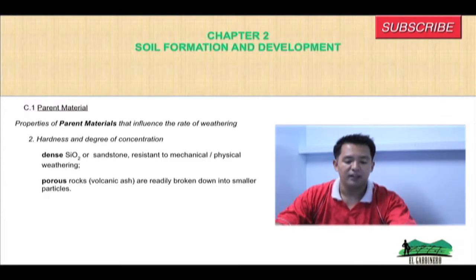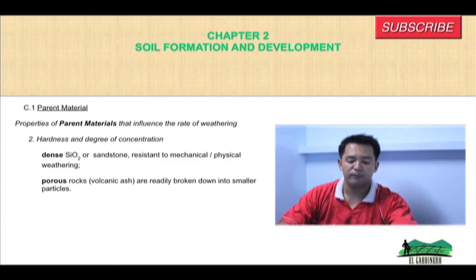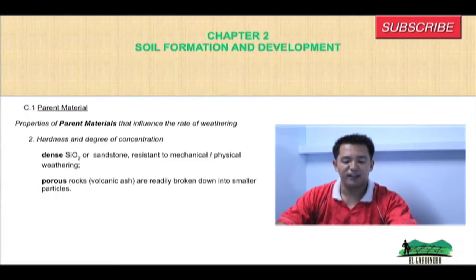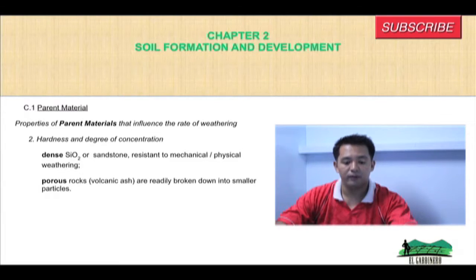Example is the dense quartz or the dense SiO2 or sandstone. They are resistant to mechanical or physical weathering. They are the chief constituent of sand fractions in our soil. Porous rocks, like the volcanic ash, are readily broken down into smaller particles. Thus, it is easily weathered.